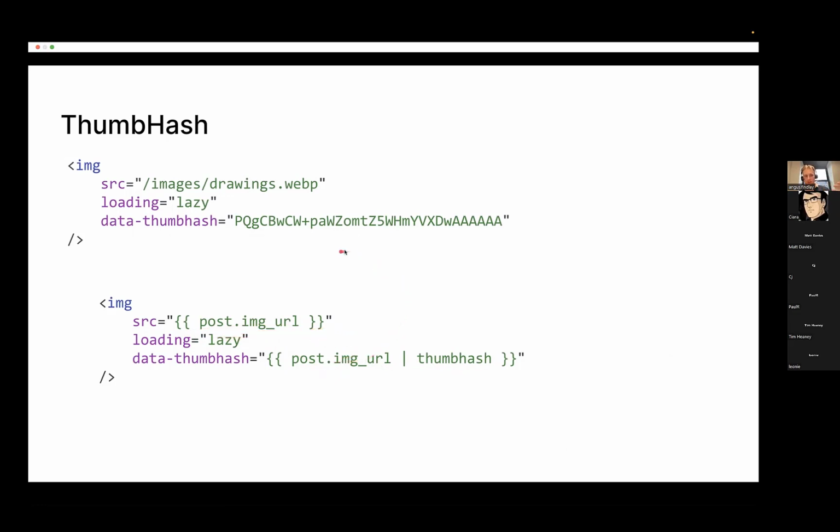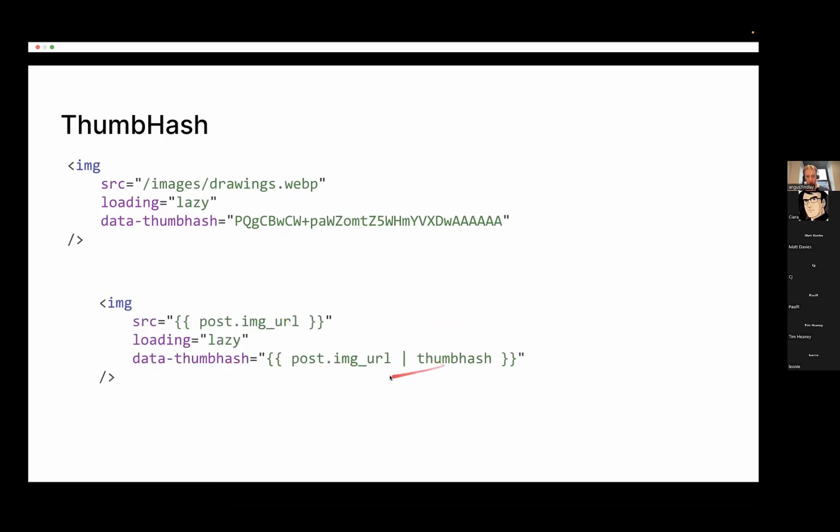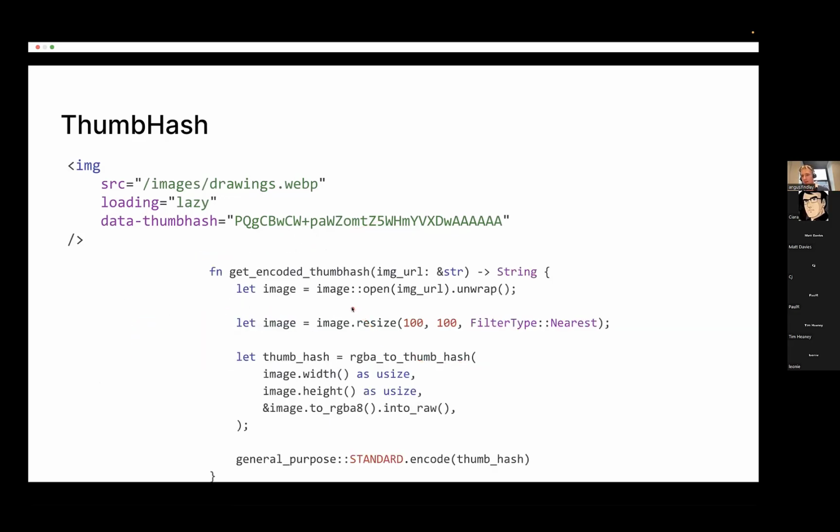So your built website is going to look like this. Every image is going to have a thumbhash built into the HTML, and then this is the Rust code for that function thumbhash. So Rust has really good image support. If you've never used it, there's an image library. You just load the image in, resize it down to 100 by 100, like I was saying, and then you call this RGB to thumbhash, which is in this thumbhash library, and then you just base 64 encode that.